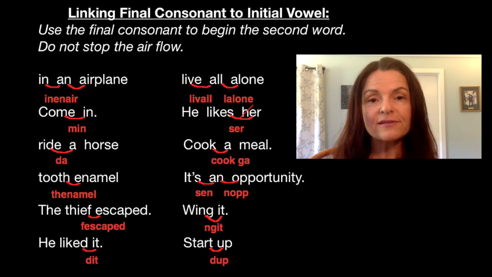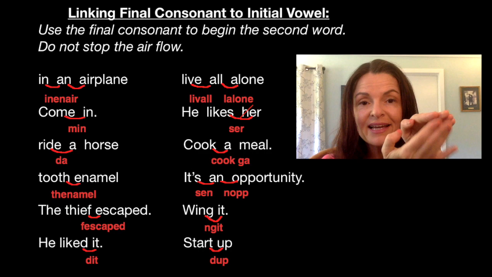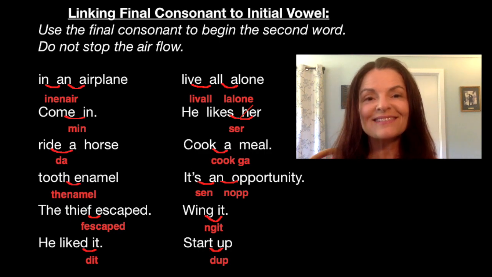Ride a horse. This is not a strong D that links to the vowel. It's not ride the horse. It's a very fast D where you just flutter your tongue and touch the top of your mouth as lightly as possible. Da-da-da-da-da. Ride a horse.